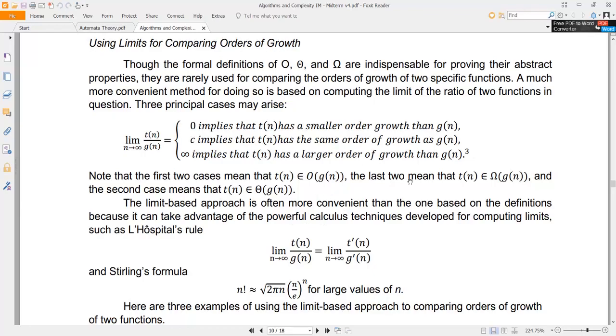So, meaning, ang atoang T of N is an element of big, ang last two. Okay, that's right. The last two mean. Okay, so this is the only one that fits the infinity, ang last two. So, T of N is an element of big omega of G of N. Okay, so I think that would be all for this one. And you need to master how to find the limit so that you can try the easier ones in finding the orders of growth of functions. Thank you.